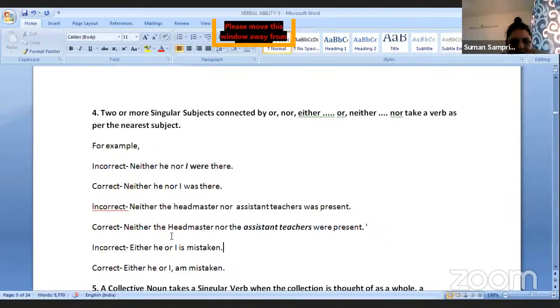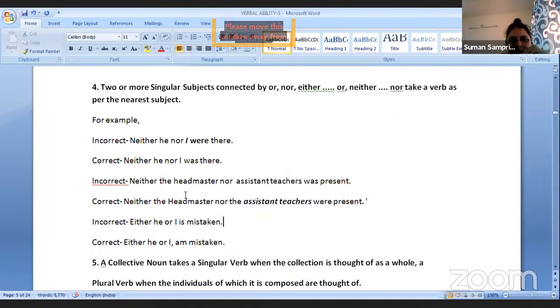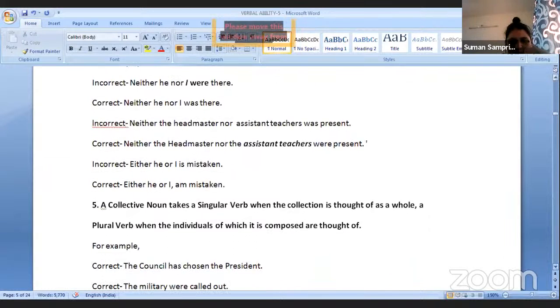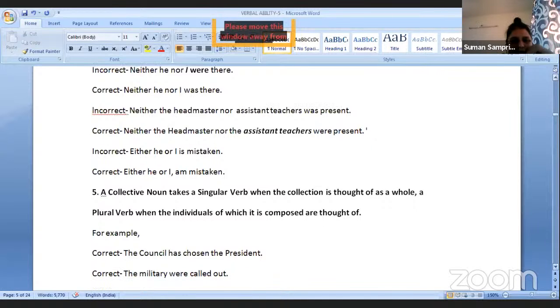Okay, so when either-or, neither-nor join anything, always remember we can call here the second subject. We can call this the second subject rule. Okay, just as there is a rule for the first subject, there is a rule for the second subject as well. I will tell you about the first subject slowly.